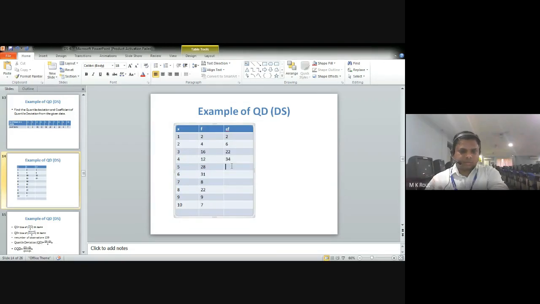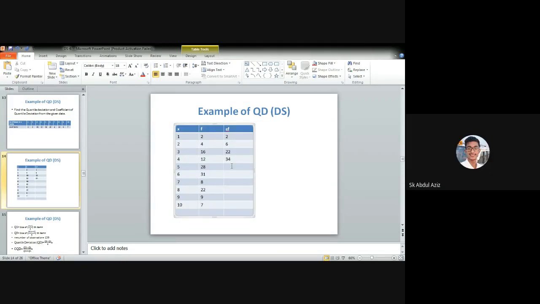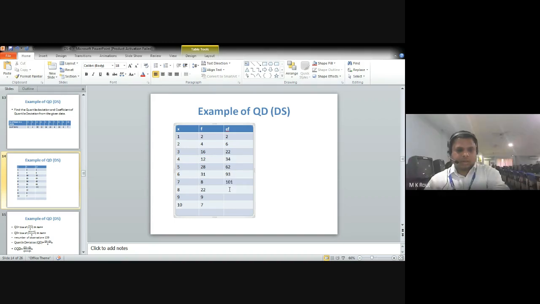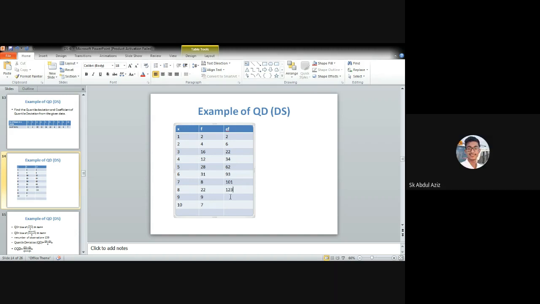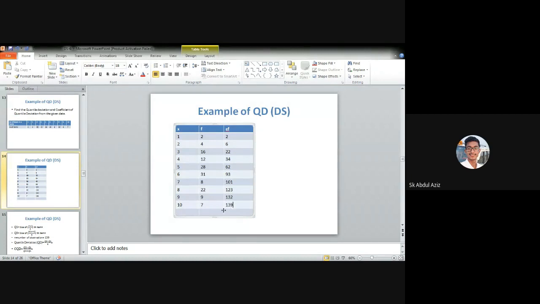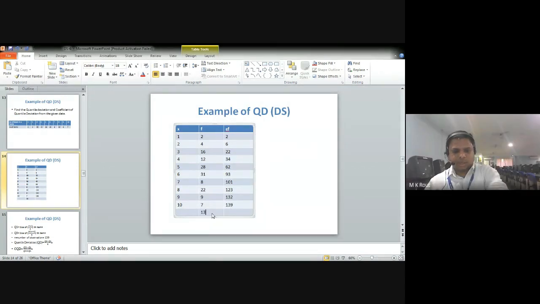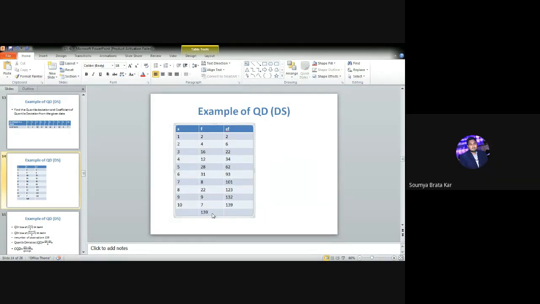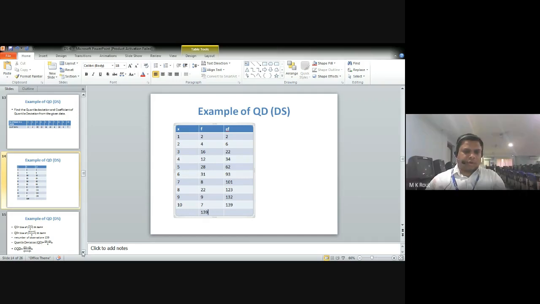Next one, 62. Next one, 93. Next one, 101. Next one is 123. Then 132, 139. From the cumulative frequency, it is easy to calculate the sum of frequency also. It's 139. You got the value of n here.